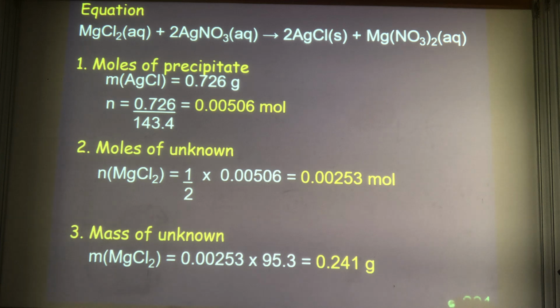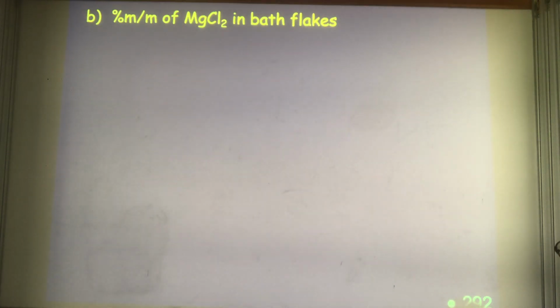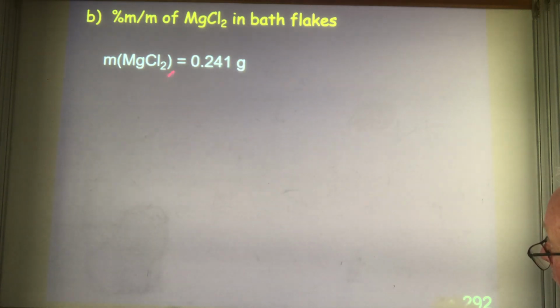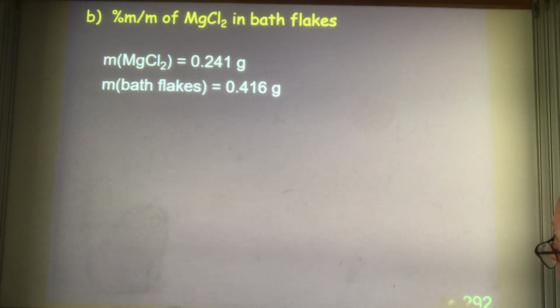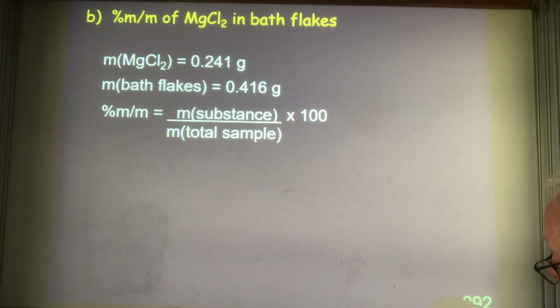So that's A. The mass of magnesium chloride in the sample is 0.241 grams. B. What percentage of the bath flakes is magnesium chloride? Well, we know how much magnesium chloride, we know how much the whole sample weighed, we just turn that into a percentage.